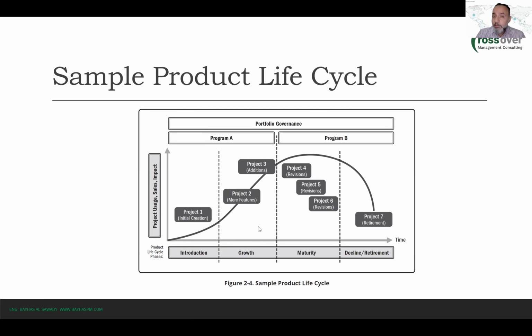Take the growth phase, when we introduce the new features. Introducing new features to the product, isn't it considered a project? Yes, it's considered a project. When we, for instance, launch a marketing campaign for the product, isn't it considered a project? Yes, it can be considered a project, and so on. So basically, in each phase of the product life cycle, we might be launching and managing several projects, right? So for instance, in one product life cycle, we have launched and managed 7 projects. That makes sense to you, right?